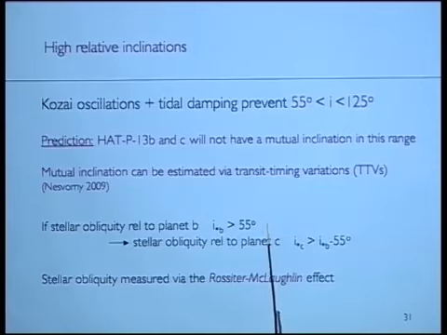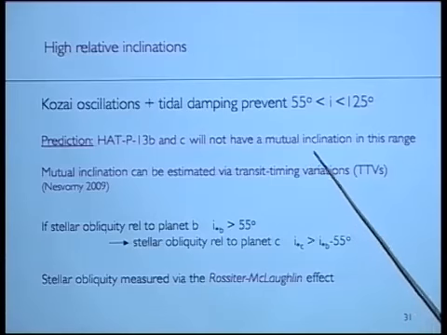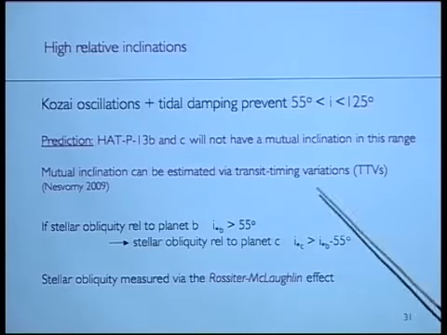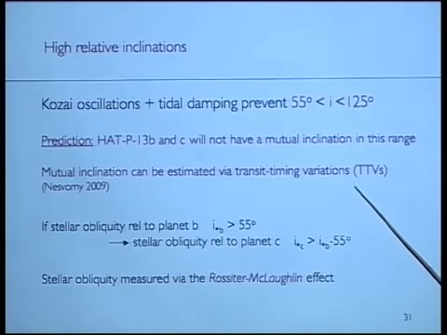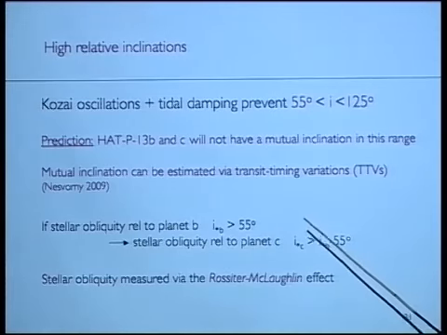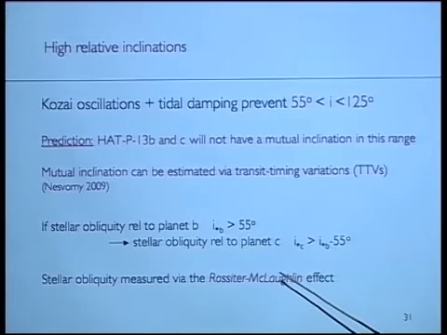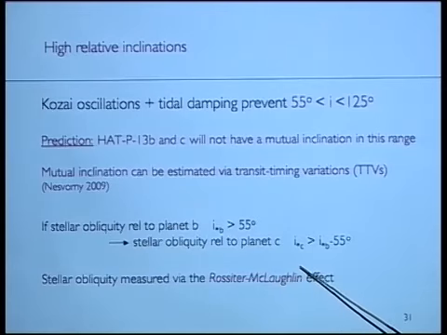So, well, I've said that. I predict that the system will not be found to have a mutual inclination in range. Now, you might wonder, how do you measure mutual inclination? Apparently, I don't think it's ever been done with a system, but in principle, you can use transit timing variations to actually pin down or say something about the mutual inclination. So, I'm hoping they'll be able to do that for this system.